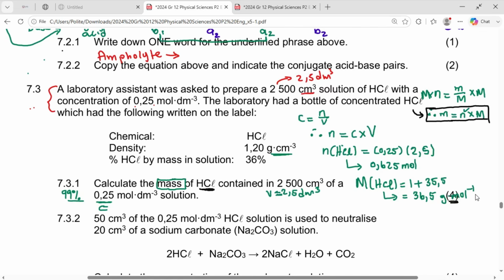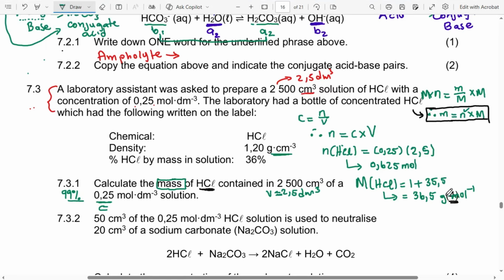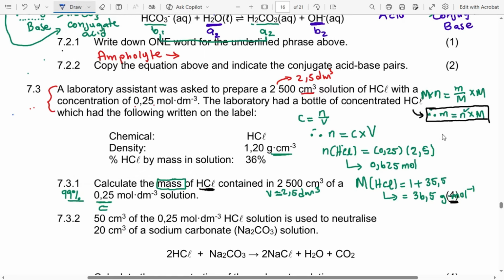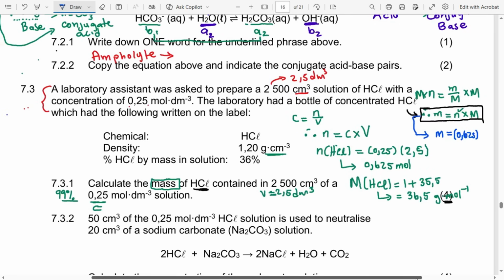Grams per mole. So now you have these two pieces of information, you know what to do. I think now you can take it from here. From this formula, the mass is equal to the number of moles, which is what you just calculated as 0.625. This should be multiplied by what? This should be multiplied by the molar mass of 36.5. So let me just rewrite this correctly.